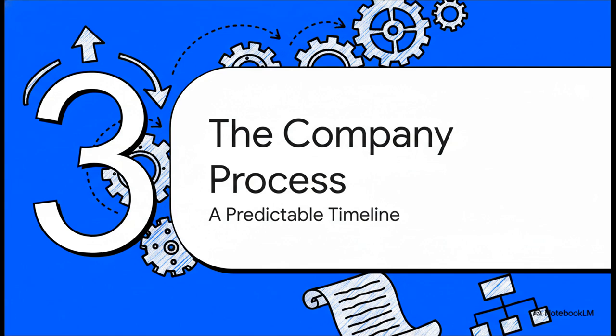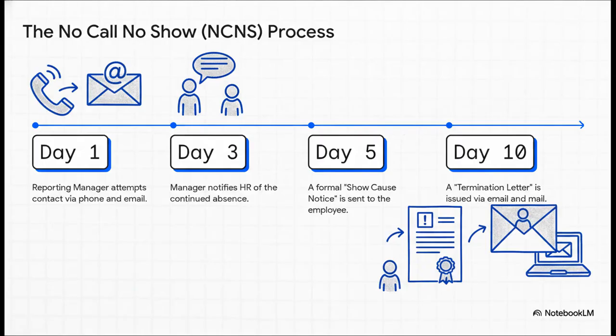So what happens next? Once the company officially considers you to be absconding, what's the procedure? Well, it's usually not some random chaotic thing. There's almost always a predictable timeline, a step-by-step process that's written down in their policy documents. Take a look at this example. It lays out a really clear no-call, no-show process. Day 1, your manager tries to call and email you. Nothing happens. Day 3, the manager officially tells HR. Then look at day 5. This is a key step. A formal show cause notice is mailed out.